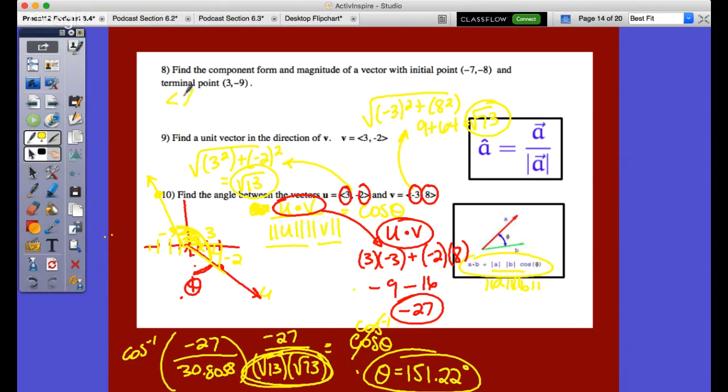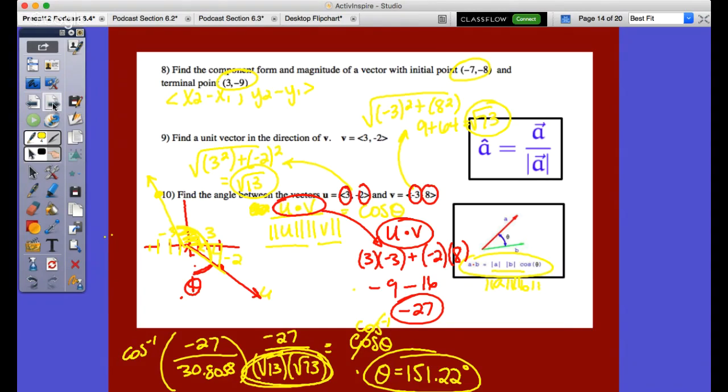Number 8, remember that this is x2 minus x1, comma y2 minus y1. The reason why is these are not vectors in and of themselves, but they're initial and terminal points that are created, where the initial is where I start, the terminal is where I'm heading, okay?